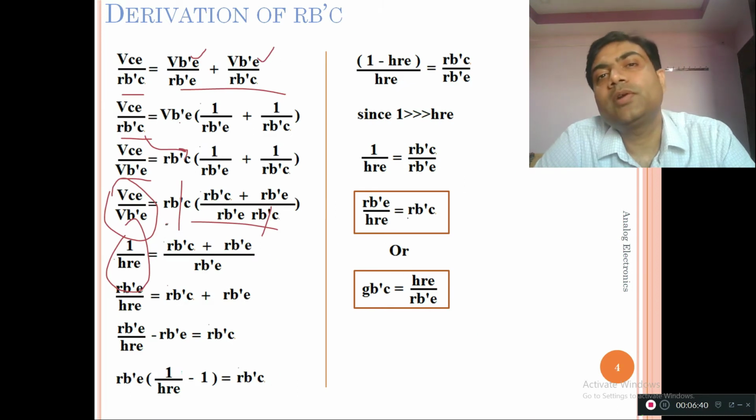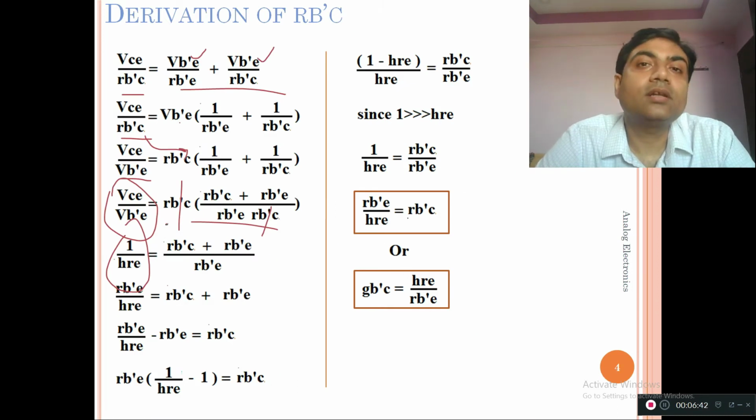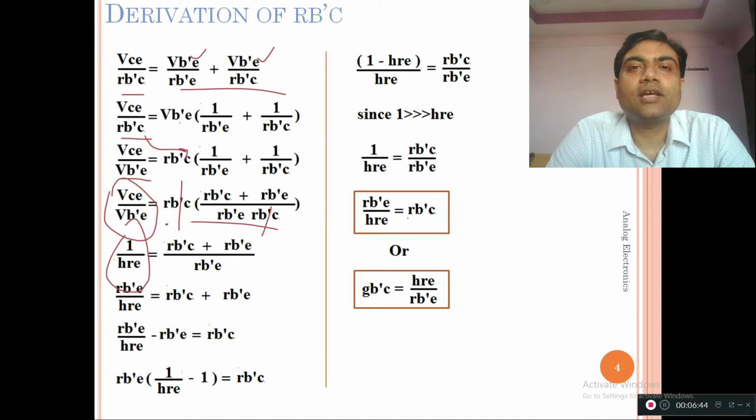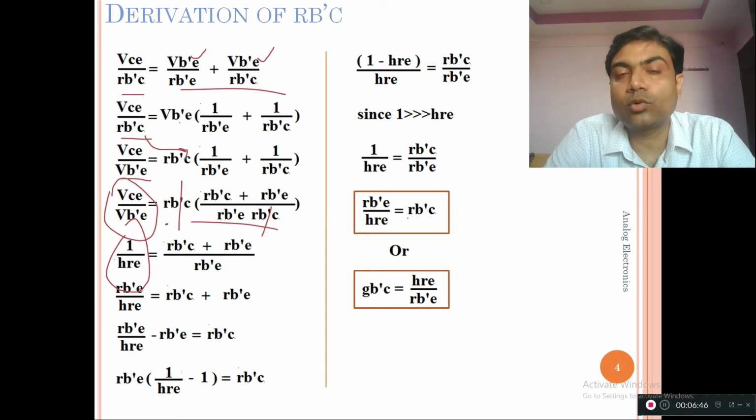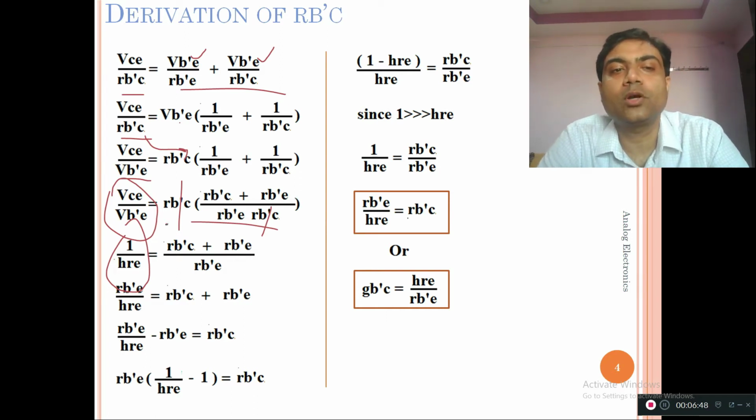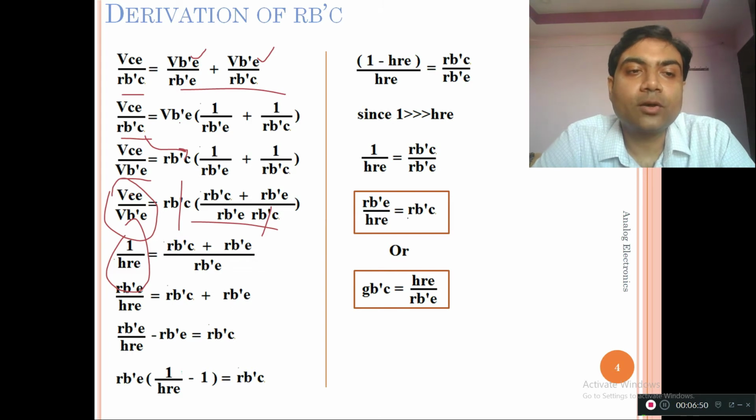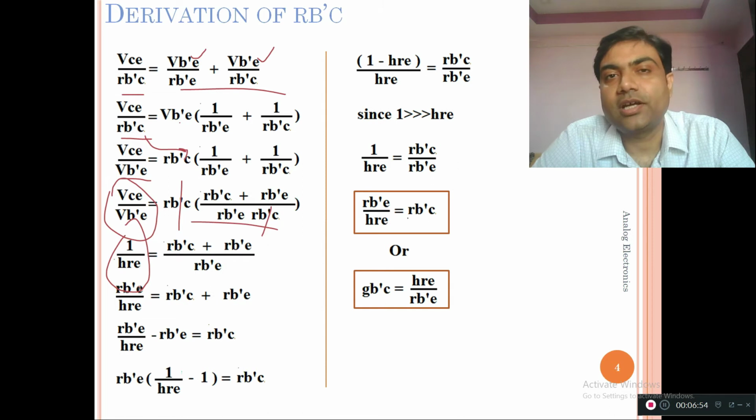So K gives me the value of the gain, and HRE is the reverse transfer. You remember the HRE? HRE is the reverse voltage transfer. What is reverse voltage transfer? Input voltage upon the output voltage. But here we have written output voltage upon the input voltage. So it is nothing but 1 upon HRE.